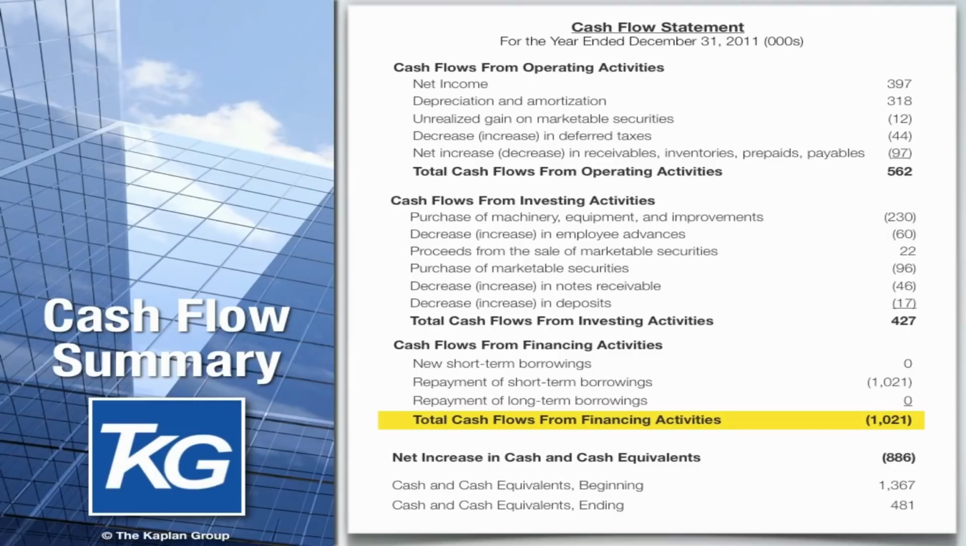The summary section then shows the cash balance at the beginning of the period and at the end. In this case, there was $1,367,000 at the beginning, and after using $886,000 in cash, there was $481,000 at the end.